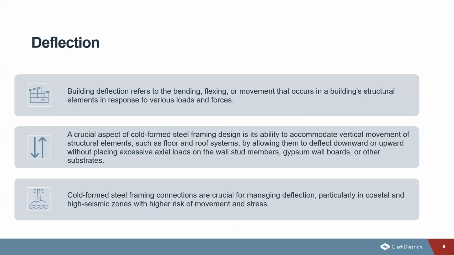So first, let's talk about deflection. Building deflection is going to refer to the bending, flexing, or movement that's occurring in a building's structural elements in response to various loads and forces. A crucial aspect of cold form steel framing design is its ability to accommodate vertical movement of the structural elements. Those could be the floor and roof systems, by allowing them to deflect either downward or upward without placing an excessive axial load on the wall stud members.